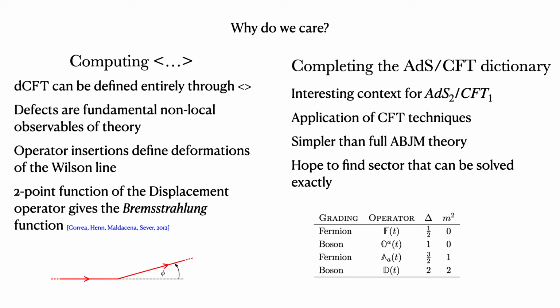Also, we're quite interested in completing this AdS/CFT dictionary. So these next examples will be an interesting context in which we talk about AdS2/CFT1. It's also interesting to look at these problems because you can apply a lot of CFT analytic techniques that work quite well in this system. Finally, this is a theory that's simpler than full ABJM, so we actually have some hope of solving some sectors of it exactly.